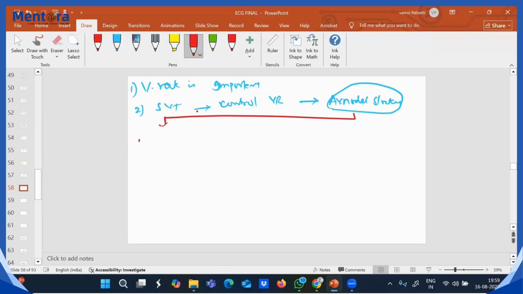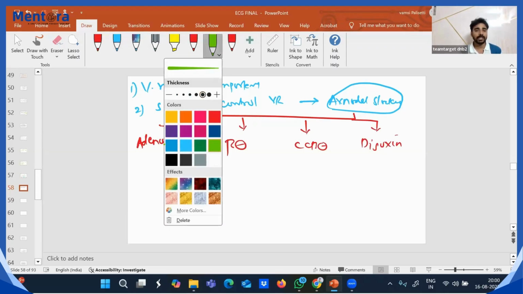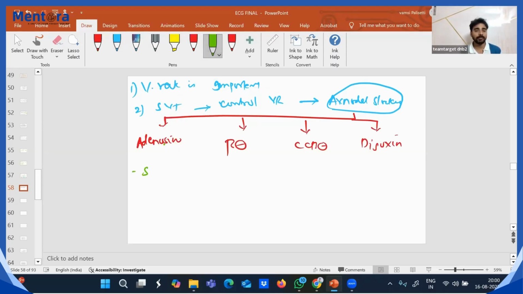Calcium channel blockers, beta blockers, and digoxin in pregnancy and heart failure. Adenosine, beta blockers, calcium channel blockers. This again we discussed in our regular class. And digoxin: ABCD. Adenosine, beta blocker, calcium channel blockers, and digoxin. Adenosine we already discussed. Just small points we'll discuss here. The side effect of adenosine is bronchospasm, very important. Beta blockers also, the side effect is bronchospasm.